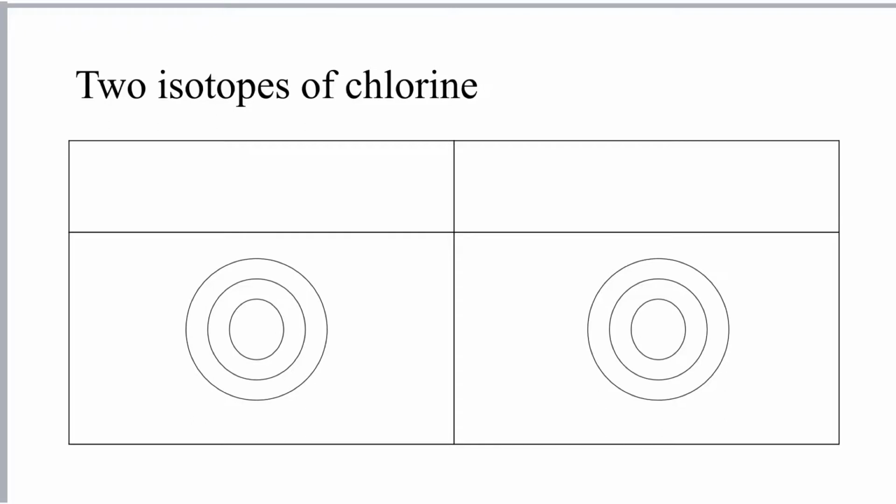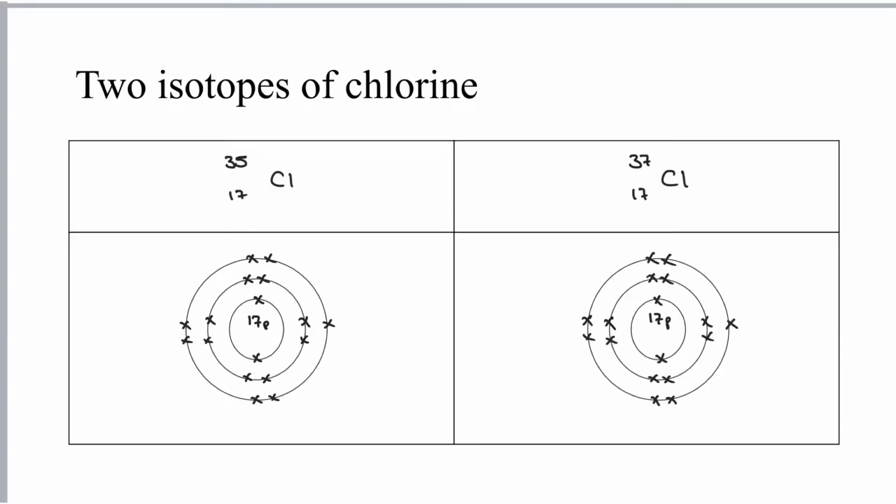Now, if we've got 35, 17 Cl and 37, 17 Cl, now we've got 17 protons in each nucleus. The number of electrons is also going to be 17. So remember, we put 2 in the first energy level. When that's full, we can put the next 8 in the second shell or energy level. And then we can put the final 7 in the third energy level. The other isotope is going to be exactly the same. Now the difference, of course, is the numbers of neutrons. So we've got 18 neutrons here and 20 neutrons here.